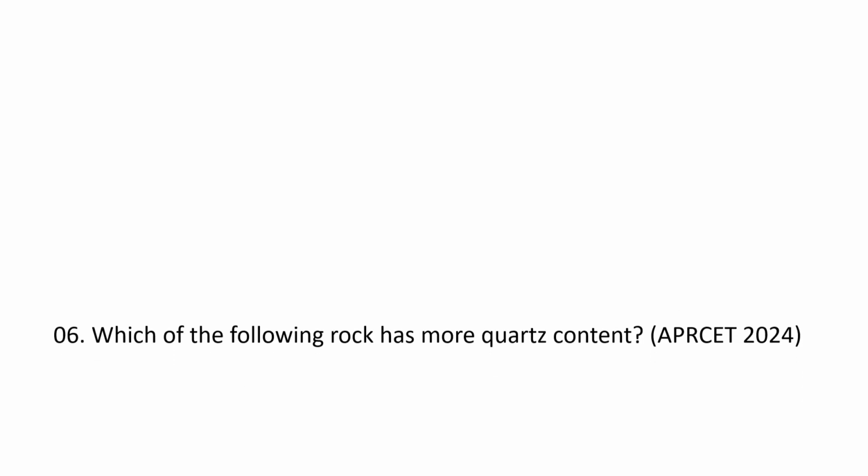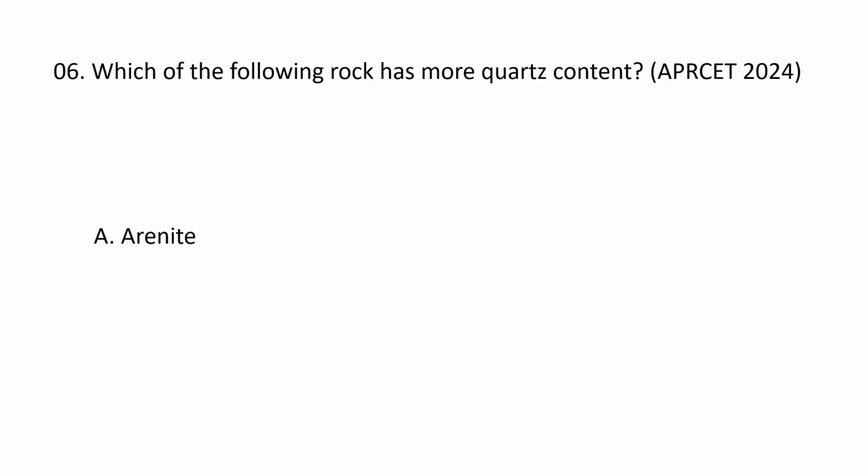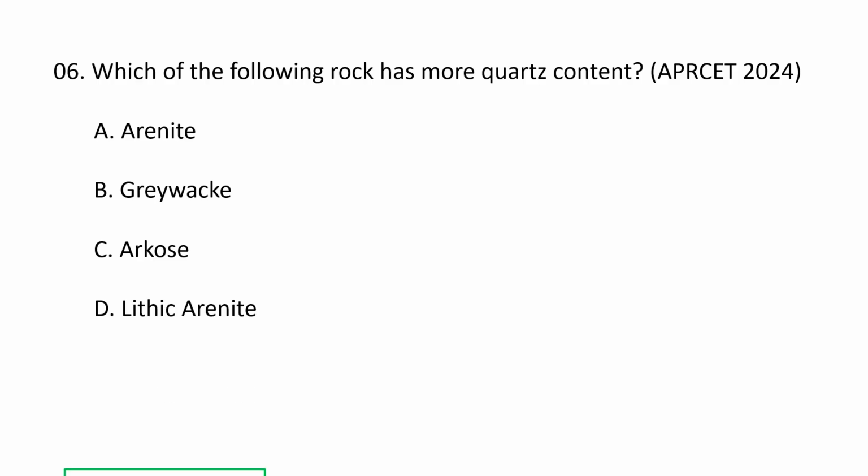Next question. Which of the following rocks has more quartz content? The options are A. Arenite, B. Grave, C. Arkose and D. Lithic arenite. A specific type of arenite called quartz arenite has a very high quartz content, defined as over 95% quartz grains. Other arenites such as arkosic arenite and lithic arenite have less quartz because they contain a significant amount of feldspar or rock fragments respectively. So among these, arenite has more quartz content. Next question.